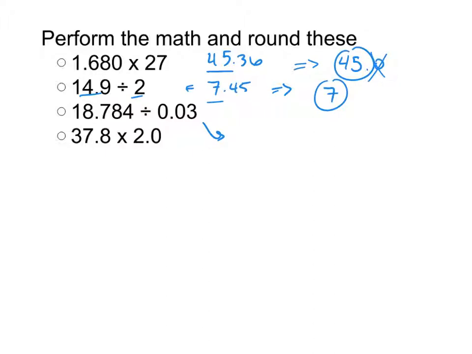This next one, 18.784 divided by 0.03 gives me 626.133 repeated. But my answer needs to reflect the significant figures of the problem. This one goes out to 5. This one only has one significant figure. Remember, these zeros are not significant because they come at the beginning of the number, not at the end. So my answer can only have one sig fig.